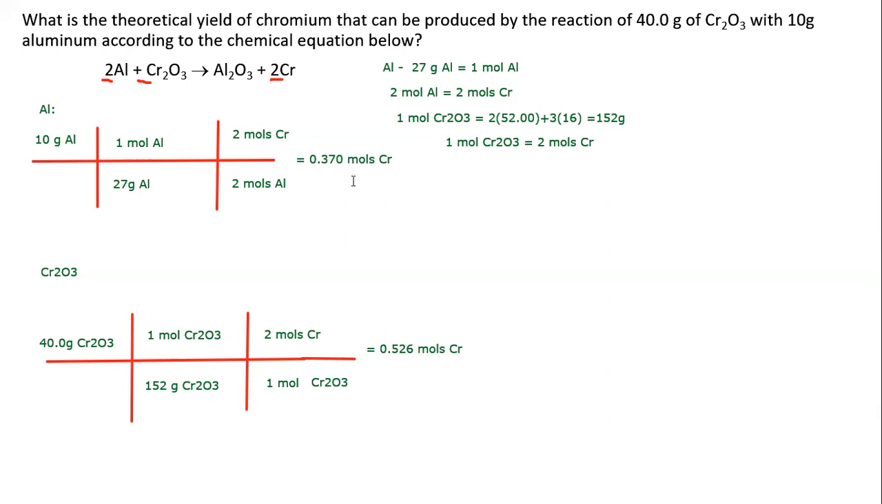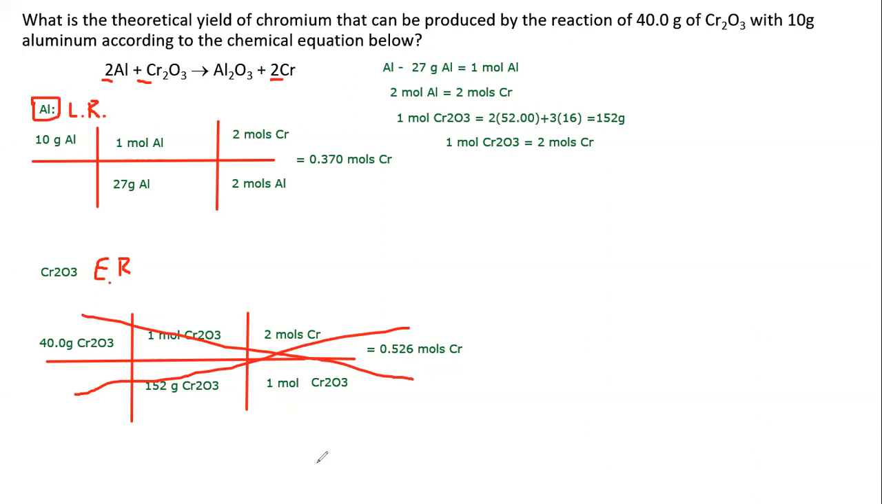So now we have the moles of chromium produced by each reactant. And we see here that aluminum produces the fewer moles of product. So aluminum is our limiting reactant. Chromium 3 oxide is the excess reactant. So we can forget everything about chromium 3 oxide. We don't need it anymore.